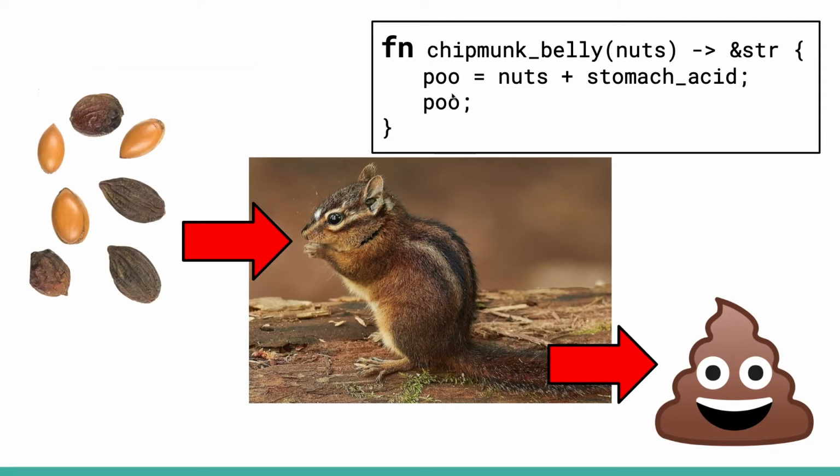Here's an example of a function, a chipmunk belly. You put nuts into it, right? You give it the data nuts, and this is what it would look like if it was a Rust program. And then it returns, I just put a string here, poo. So in the function, it adds nuts plus stomach acid, and that becomes poo, and that's what comes out of it.